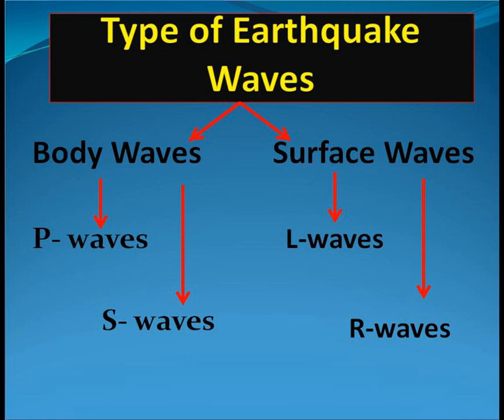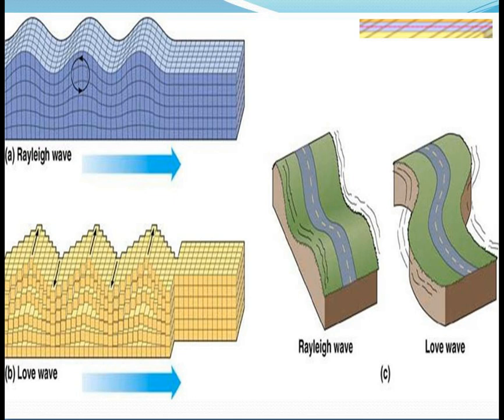Types of surface waves. First is Love waves, or L waves. They move the ground side to side in horizontal motion. It causes severe damage to building foundations. The wave is faster than Rayleigh waves.